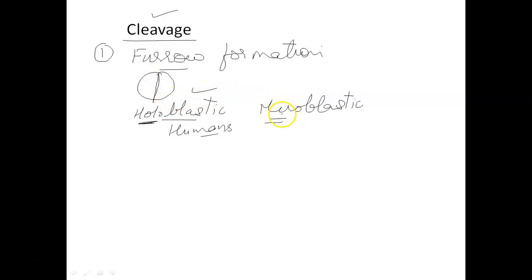But in meroblastic, where the yolk is present, the cleavage is restricted to the germinal disc, and the yolk part remains uncleaved. Cleavage occurs only in the portion where the egg cytoplasm is. So the zygote is not completely divided, and the cleavage is restricted to the germinal disc, which will form the embryo, while the yolk remains unaffected. The growing cells will be formed here.